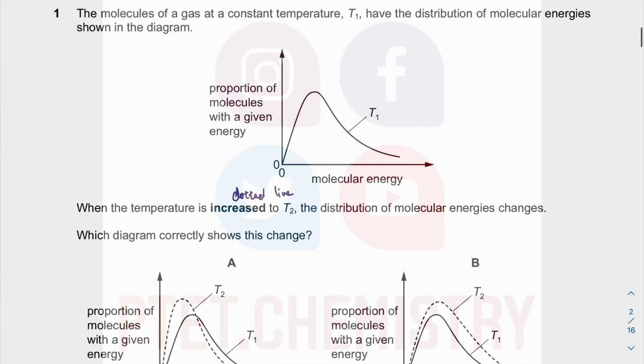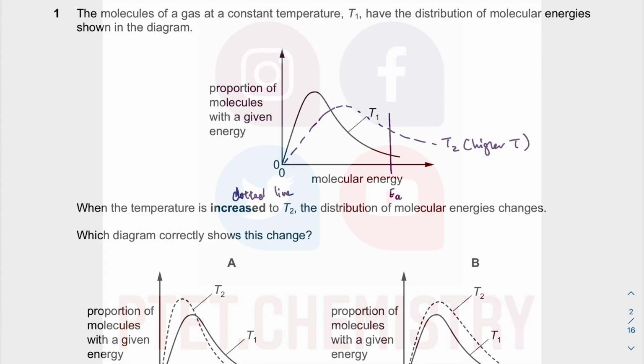And we know that when we increase temperature, we will change the molecular energy distribution. We will skew it, meaning you shift it to the right hand side. So your activation energy doesn't change when you change temperature. So there must be T2, which is the higher temperature. That's when you skew the graph to the right.